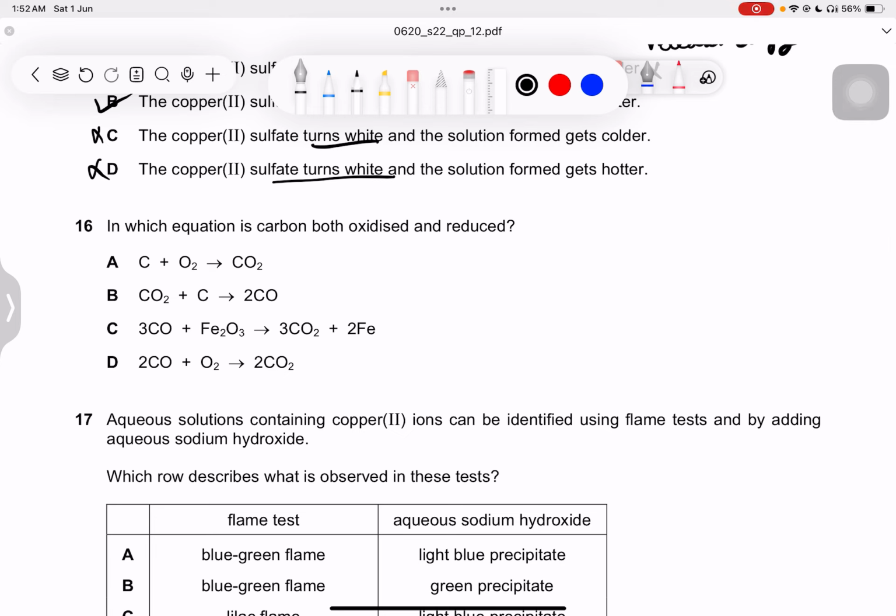Next, in which equation is carbon both oxidized and reduced? Okay, so carbon should be both oxidized and reduced. So over here carbon is 0, over here it is plus 4. So oxidized, and it has gained an oxygen atom also. So again oxidized. Over here, what happens is carbon dioxide reacts with carbon. So it has an oxidation state of 0 over here and plus 4 over here.